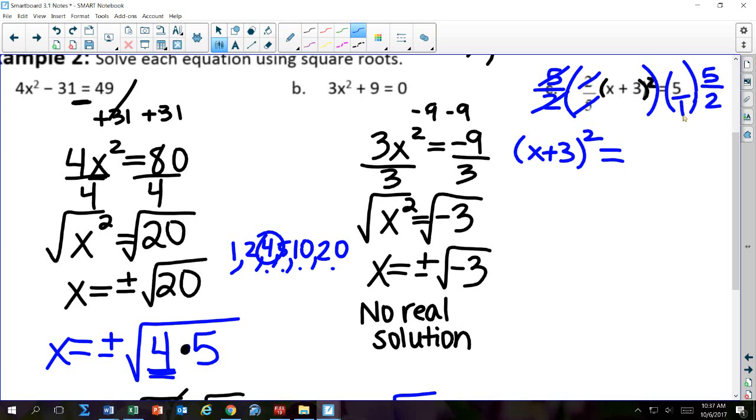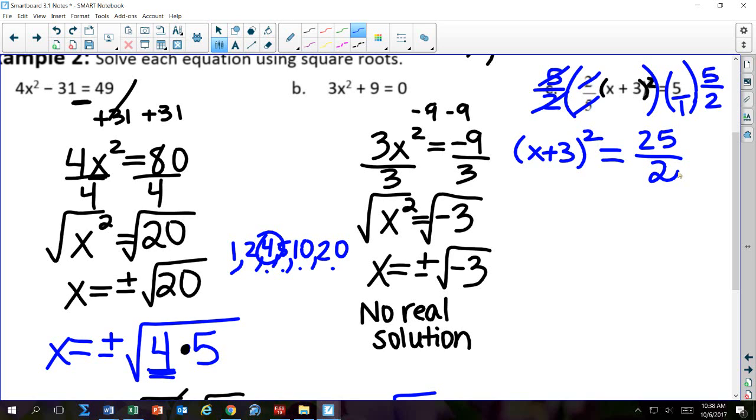Right? When you multiply, you just multiply the numerators together, get an answer. Multiply the denominators together, get an answer. So 5 times 5 is 25, and then 1 times 2 is 2. Okay, 25/2.